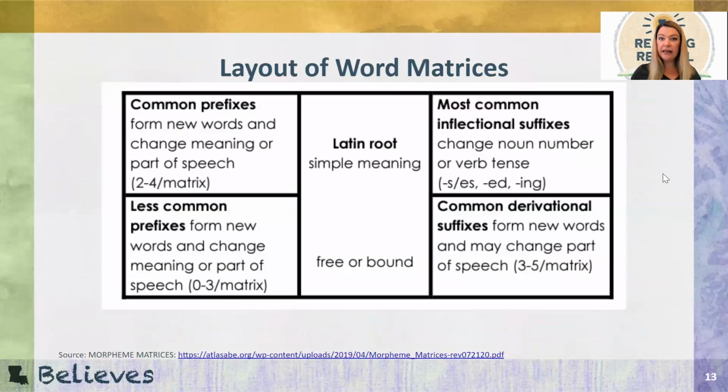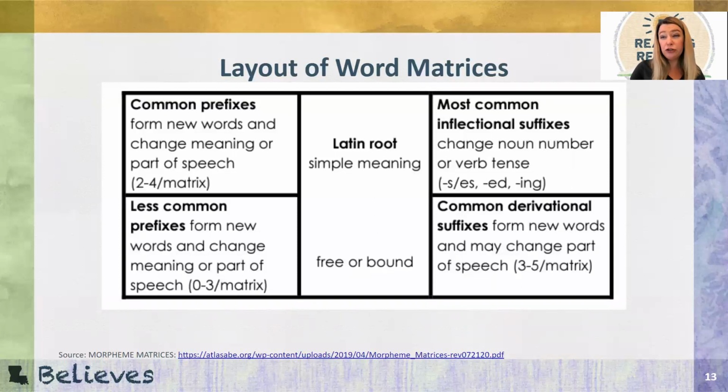So this is the layout of a word matrix. In the upper left-hand corner, so this is really more for you to understand what a word matrix is, but also the resource has blank word matrices for you to use. If you have words that you want to teach that aren't in here, you can understand how to assemble them. So the common prefixes are the upper left, and this is to form new words and change the meaning or the part of speech.